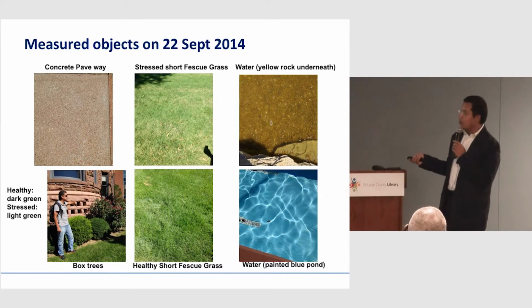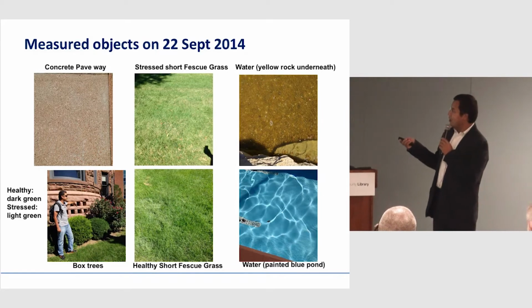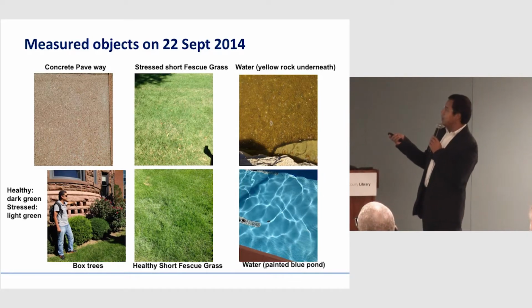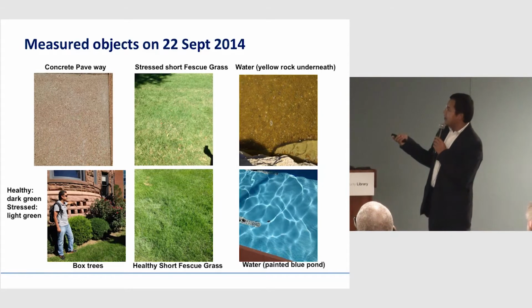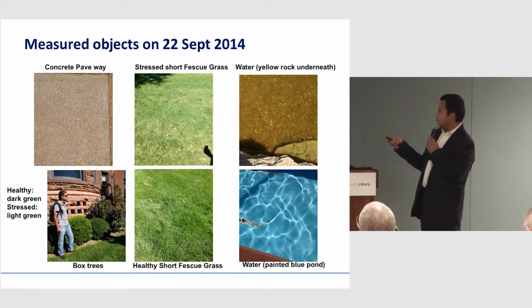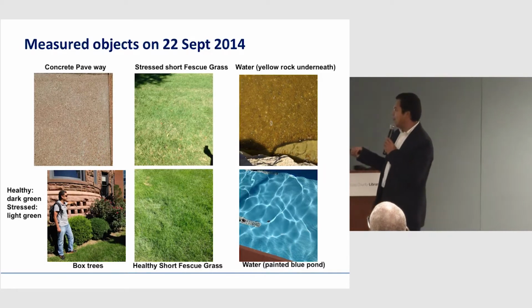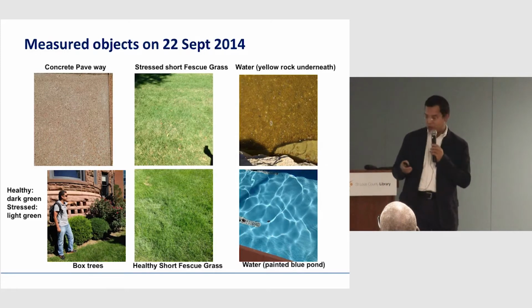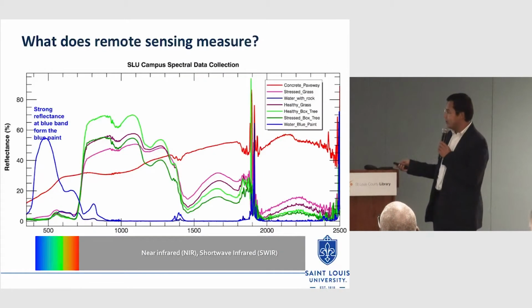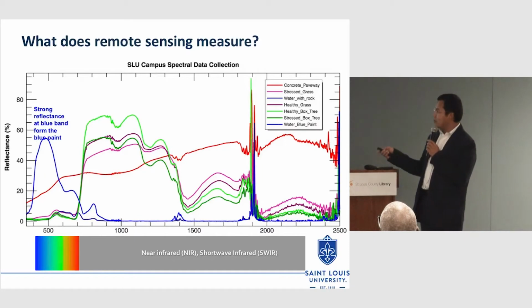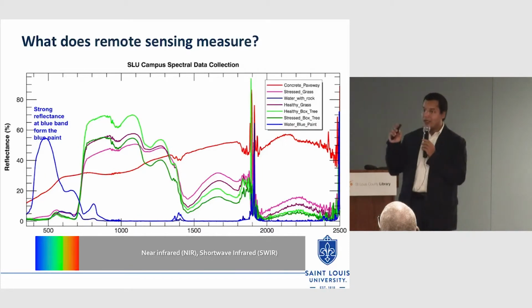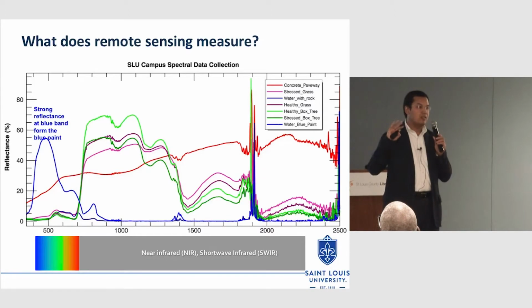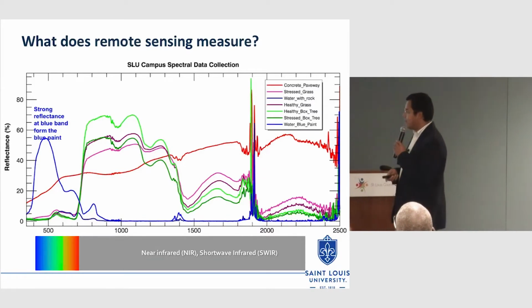Both of those are water, and under the bottom of this pond here is a kind of yellowish rock. And here it's paint. The bottom of the pond is painted blue. So let's look at the spectra of those things. I'm not going to explain all of this, but in simple terms, all of those things look different when we look at them using remote sensing images.